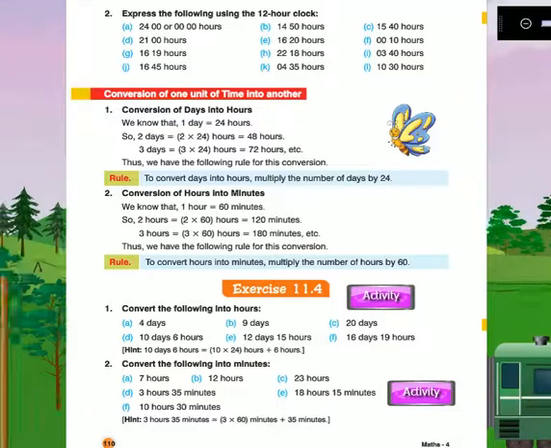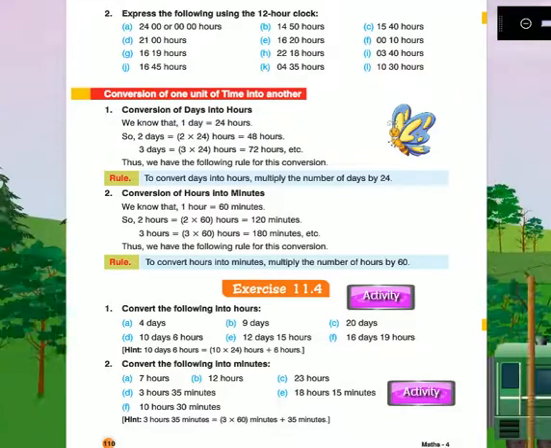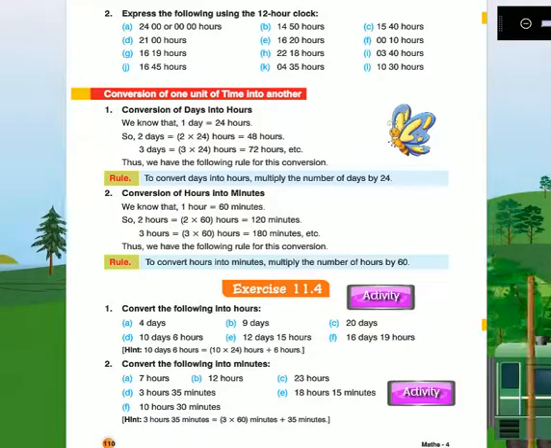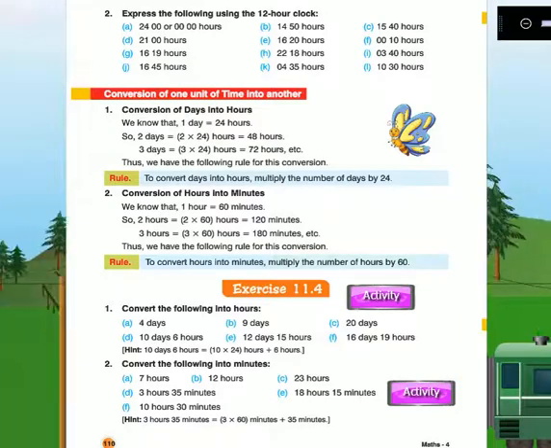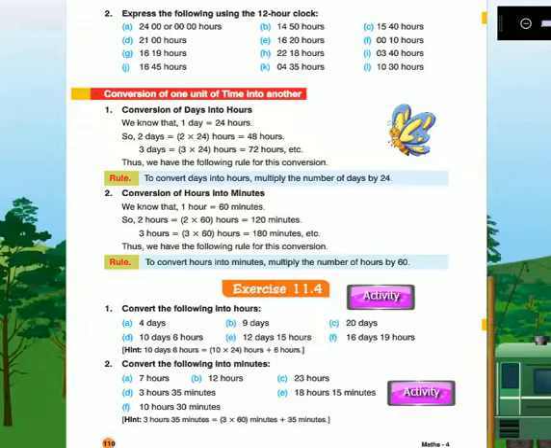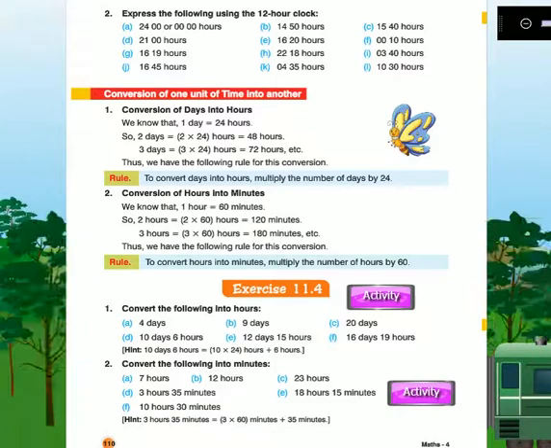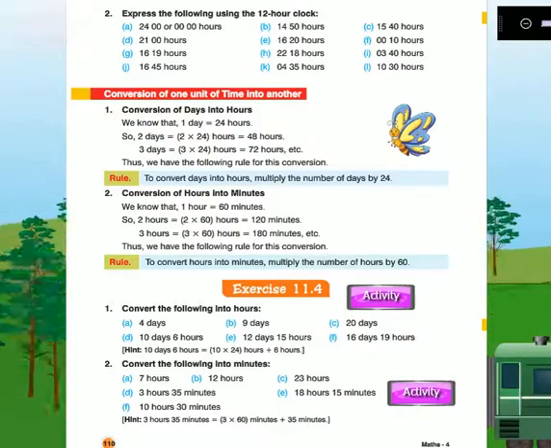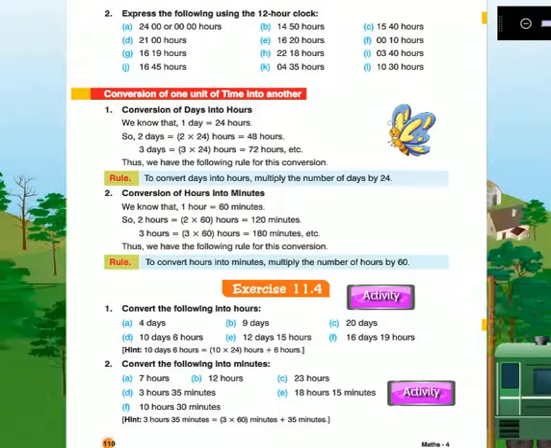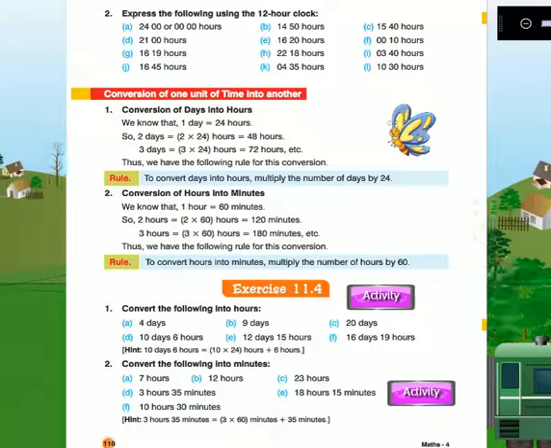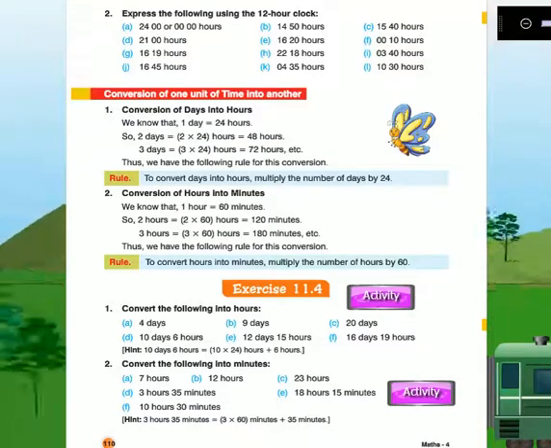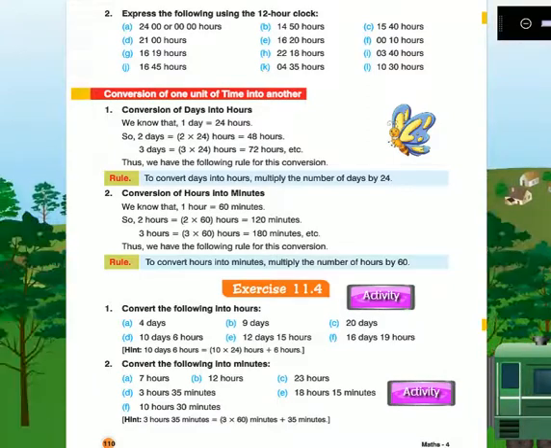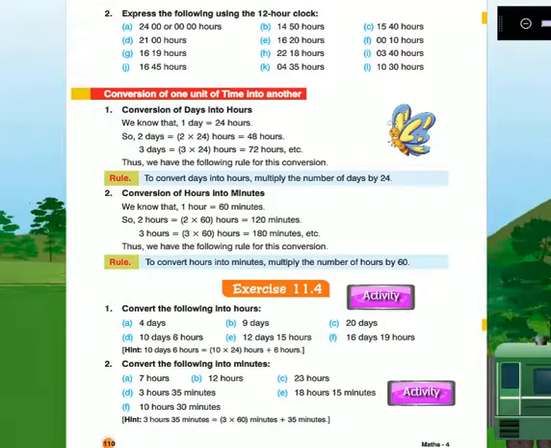Conversion of one unit of time into another. Conversion of days into hours. We know that 1 day is equal to 24 hours. So, 2 days is 2 into 24 hours, which is 48 hours. 3 days is equal to 3 into 24 hours, or 72 hours, etc. Thus, we have the following rule for this conversion. Rule: to convert days into hours, multiply the number of days by 24.